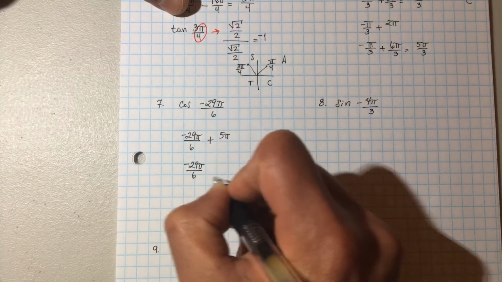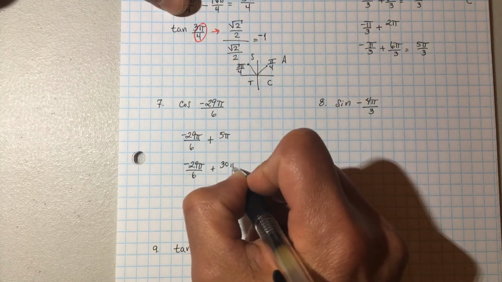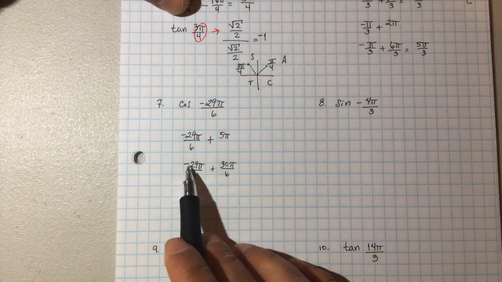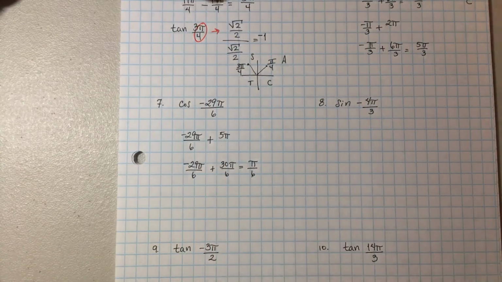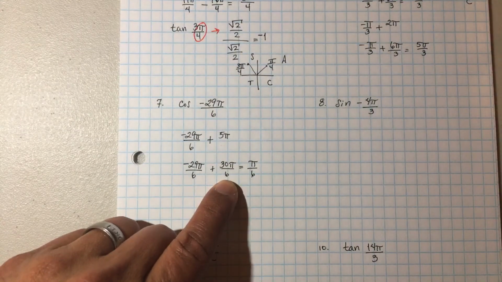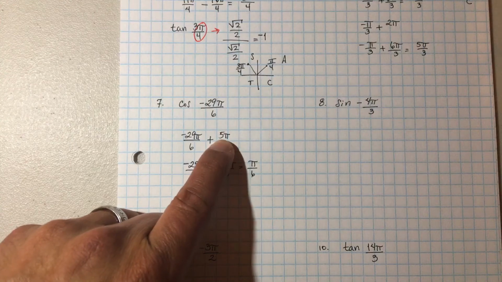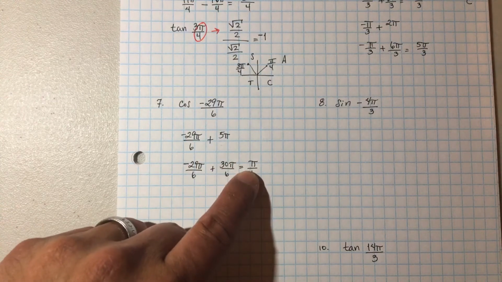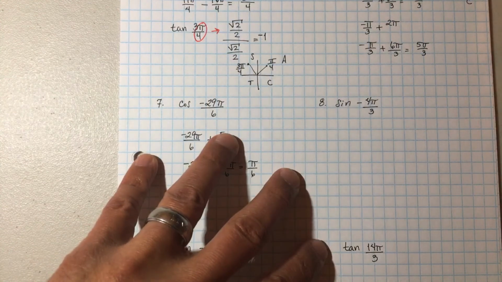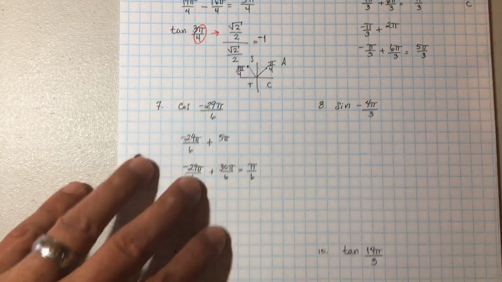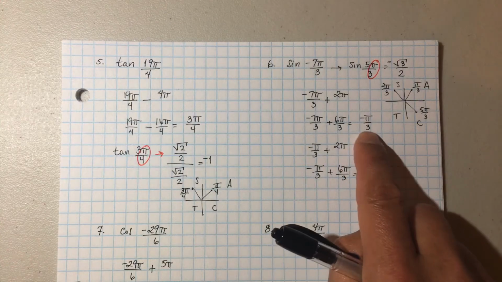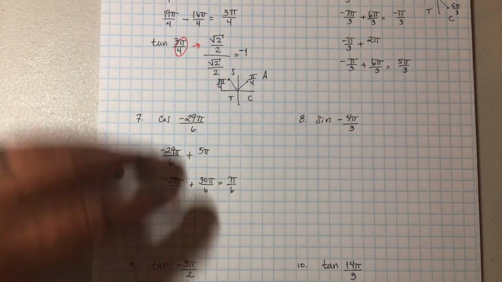Okay. So that's going to give me 30 pi over 6. Well, -29 plus 30 is pi. So you see why I used 5? Because I actually wanted to get a positive. If I use 4, I would still end up with a negative angle like I did before, and I didn't want that. So I knew that I needed one more.